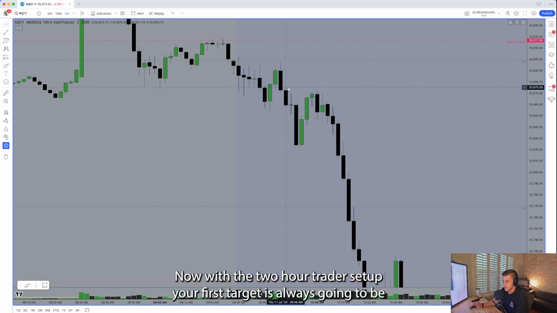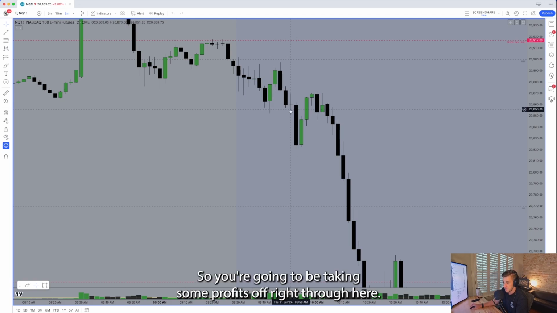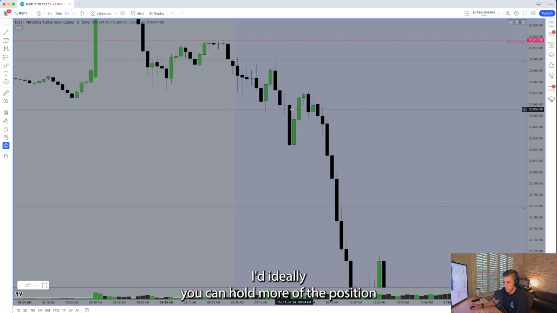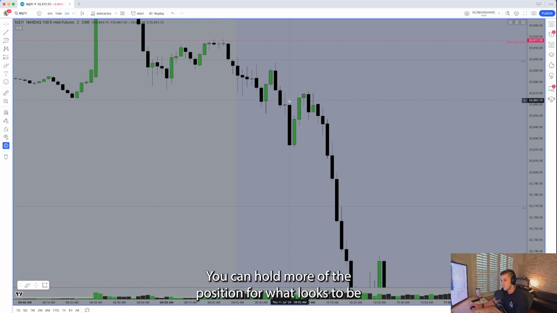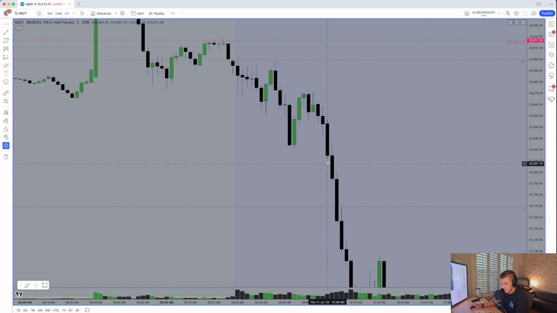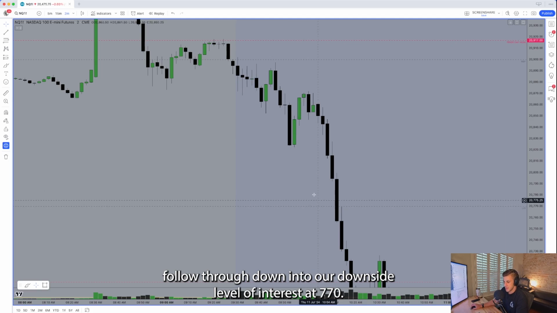Now with the 2-hour trader setup, your first target is always going to be the session high or the session low. So you're going to be taking some profits off right through here. Ideally, you can hold more of the position. Like ideally in this case, you have multiple contracts, or maybe you're trading the micros. You can hold more of the position for what looks to be, or what definitely could be, too early to tell at this time, but maybe follow through down into our downside level of interest at 770.